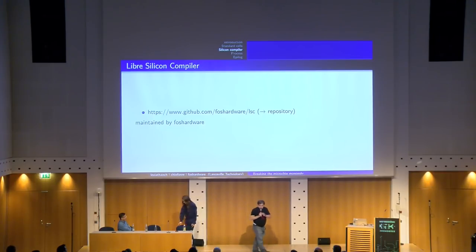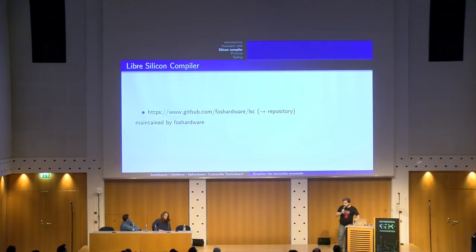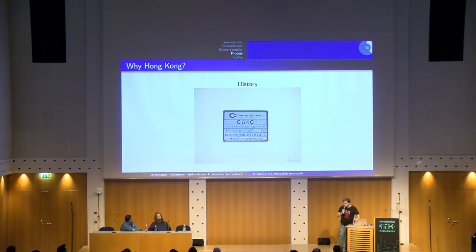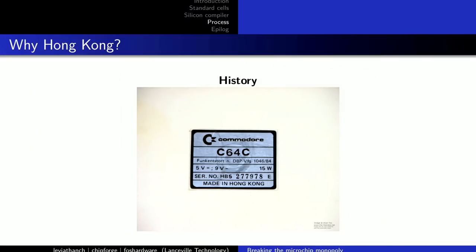So thanks for the handover here. So very first, there's a lot of questions: why Hong Kong? One thing is that this is a really suitable place to do that because of history. Like the Epic Commodore 64 has been made in Hong Kong, then the chips in the first Macintosh have been made in Hong Kong, and all these manufacturing lines, some of them, at least one, is still available.